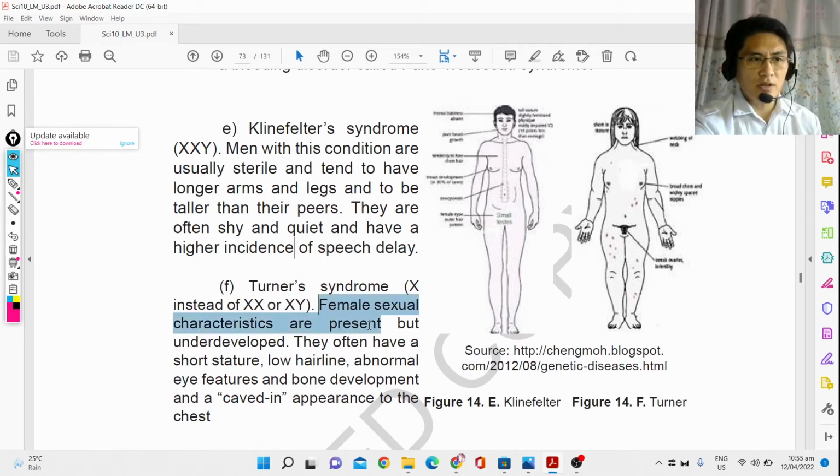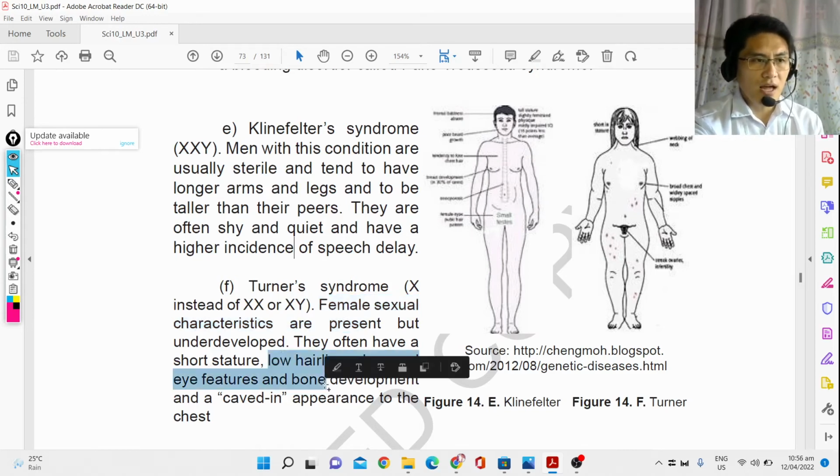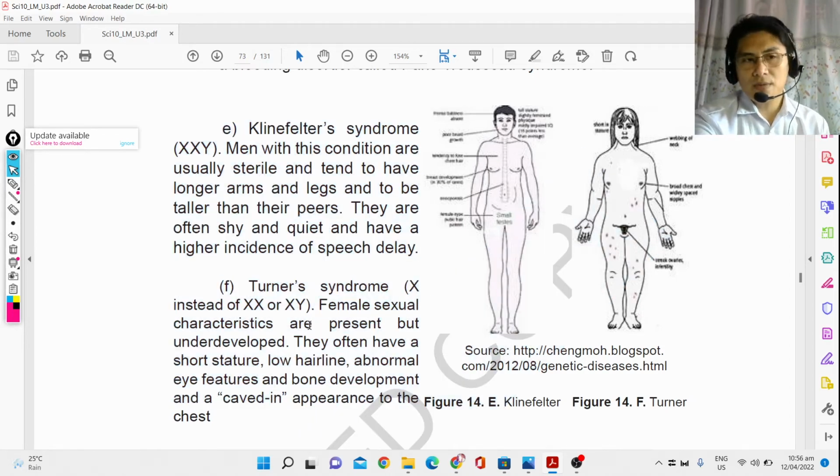And female sexual characteristics are present. Why? Because the default gender is female. So even if you don't have Y, you default back to female. That's why we characterize this as female. They have a short stature, low hairline, abnormal eye features and bone development, and a caved-in appearance to the chest. If you ask me what their machinery is, they still have some sort of ovary, because the default gender after all is female, right?